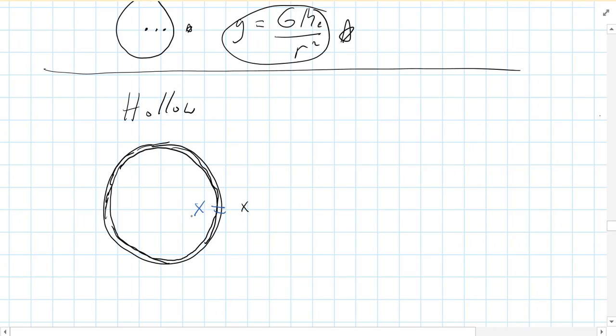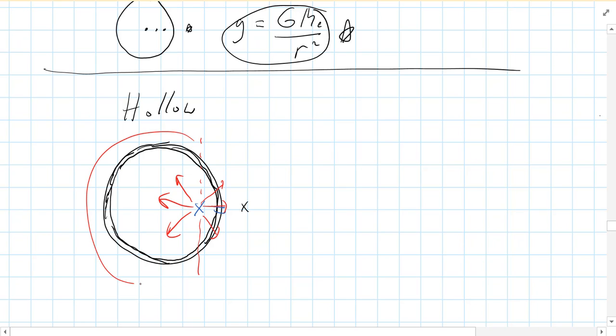All right. Well, what if you were to dig a hole through here and then put yourself, let's say, right there? What would your acceleration be then? Well, it turns out your acceleration would be 0. And here's why. I'm going to split this mass up into two halves. All the mass to the left of that red line would pull you this way, and all the mass to the right of that red line would pull you this way.